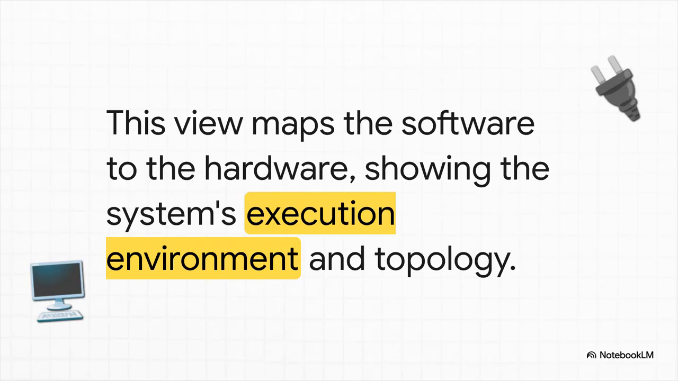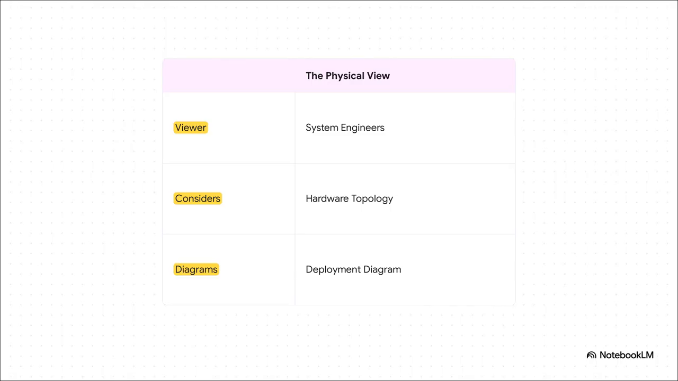All right, our fourth and final main view brings the abstract software down to earth, into the real world. This is the physical view. System engineers basically live in this view. It describes the hardware topology, how the software components get mapped onto physical machines, and how all those machines are wired together. This is the site plan for our building. It shows how the whole structure connects to the city's power grid, the water supply, all of it. It's the final link between the design and its actual physical environment.